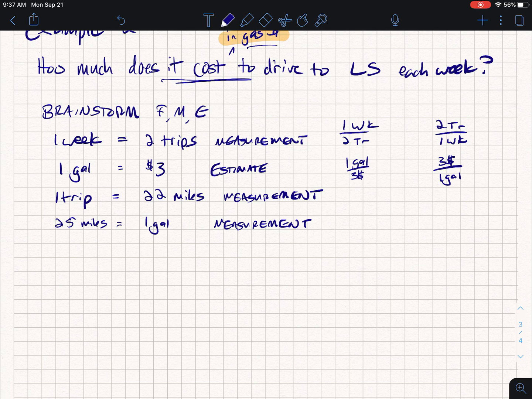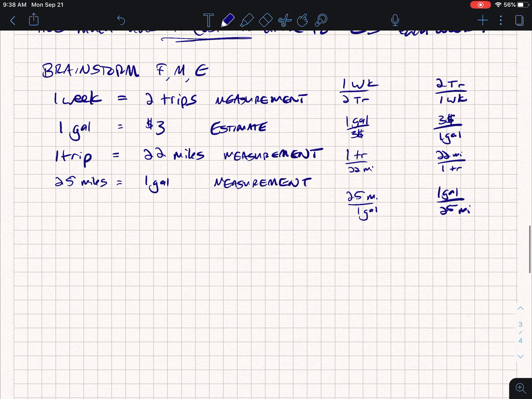And I know that usually the dollar sign goes in front of the number, but for all of our other units the symbol comes after it, so I'm just doing this for consistency. I could write that 1 trip is the same thing as 22 miles, or I could say that 22 miles is the same thing as 1 trip. Finally, for this last one, 25 miles is the same thing as 1 gallon of gas, or 1 gallon of gas is the same thing as 25 miles. So I'm going to use one of each of these 4.